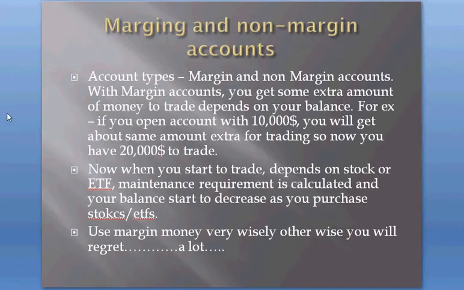There are two types of account, margin and non-margin. With a margin account you get some extra money to trade, depending on your balance. For example, if you deposit $10,000 in your account, you will get around the same amount, an extra 10K, to do the trading from this trading company in the margin account. And when you buy the stock or ETF, it requires some maintenance requirement for the type of stock or ETF, and that amount will be deducted from your buying power. That's how it works.